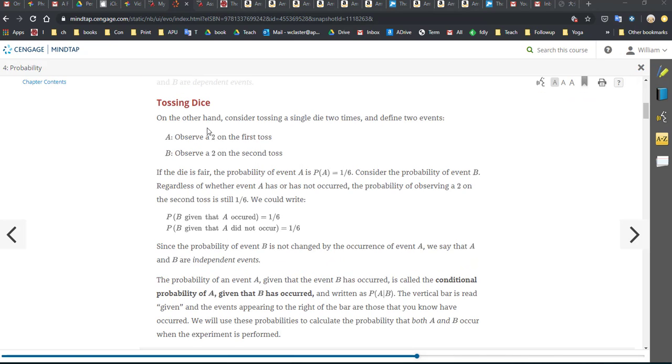On the other hand, we saw this example about tossing dice. We said observing a 2 on the first toss, and observing a 2 on the second die or the second toss, those would be independent because we don't think that what happens on the first die has any effect on what happens on the second die. So those are called independent.